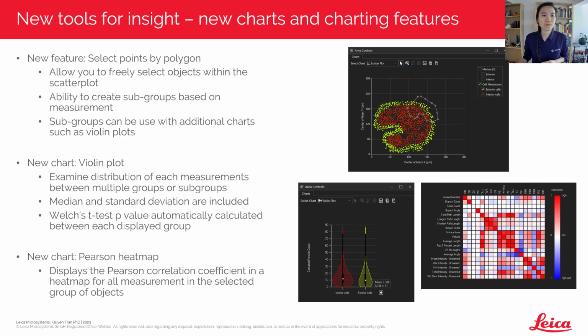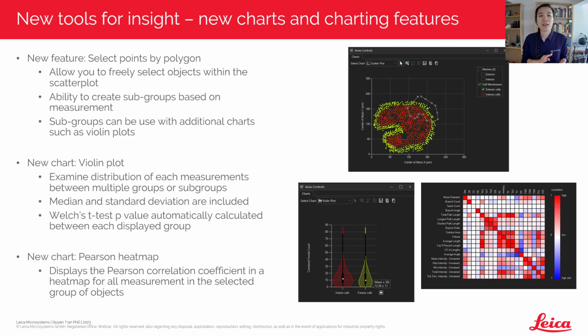Second item here is our new violin plot. So you can examine the distribution of a particular measurement across different groups or subgroups. In my example here, I've taken those two subgroups I created above, the exterior and interior cells, and looked at the distribution of the number of contained vesicles in each cell. Additionally, this new plot automatically calculates the mean and standard deviation for each group and also performs a Welch's t-test between each group. These values can be seen when you hover over the chart here.